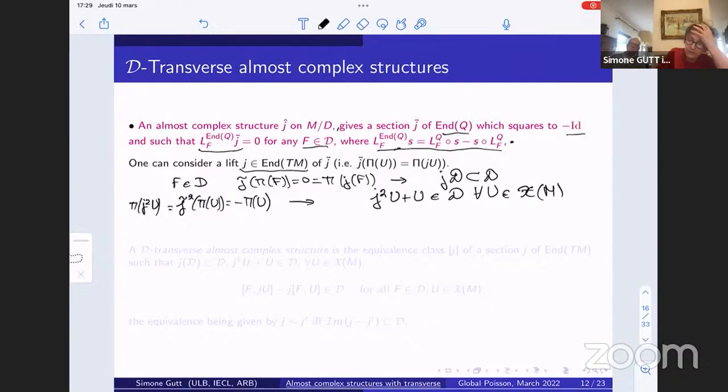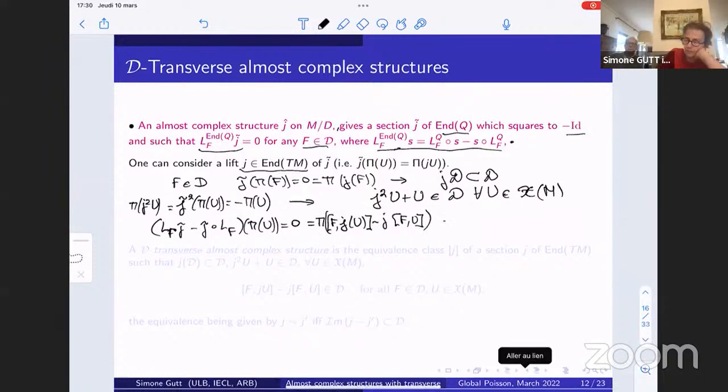And then you have this condition that the Lie derivative LF of G tilde minus G tilde composed with LF, evaluated on a section which is pi of U, must be zero. But G tilde of pi of U is pi of g of u, and LF of pi of something is pi of the bracket of f and that something. And here LF of pi of u is pi of fu. I applied G tilde to this, so it's minus pi of g, which is zero, which means that f of gu minus g of fu is zero for any f in D and any u in chi of N.